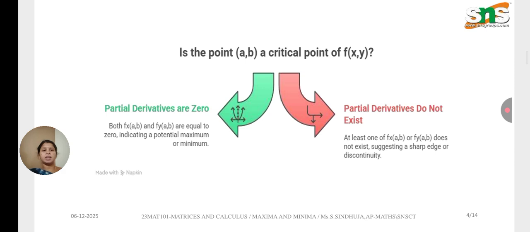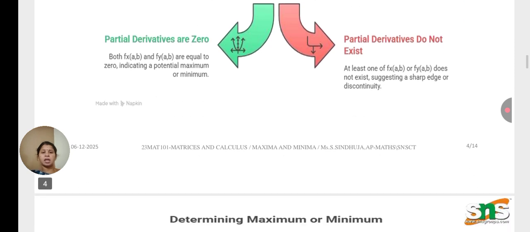If the point (a, b) is a critical point of f of x comma y, then the partial derivatives are 0, that is both the partial differentiation with respect to x, fx of (a, b), and partial differentiation with respect to y, fy of (a, b), are equal to 0, indicating a potential maximum or minimum. If a partial derivative does not exist, then at least one of fx of (a, b) or fy of (a, b) does not exist, suggesting a sharp edge or discontinuity.